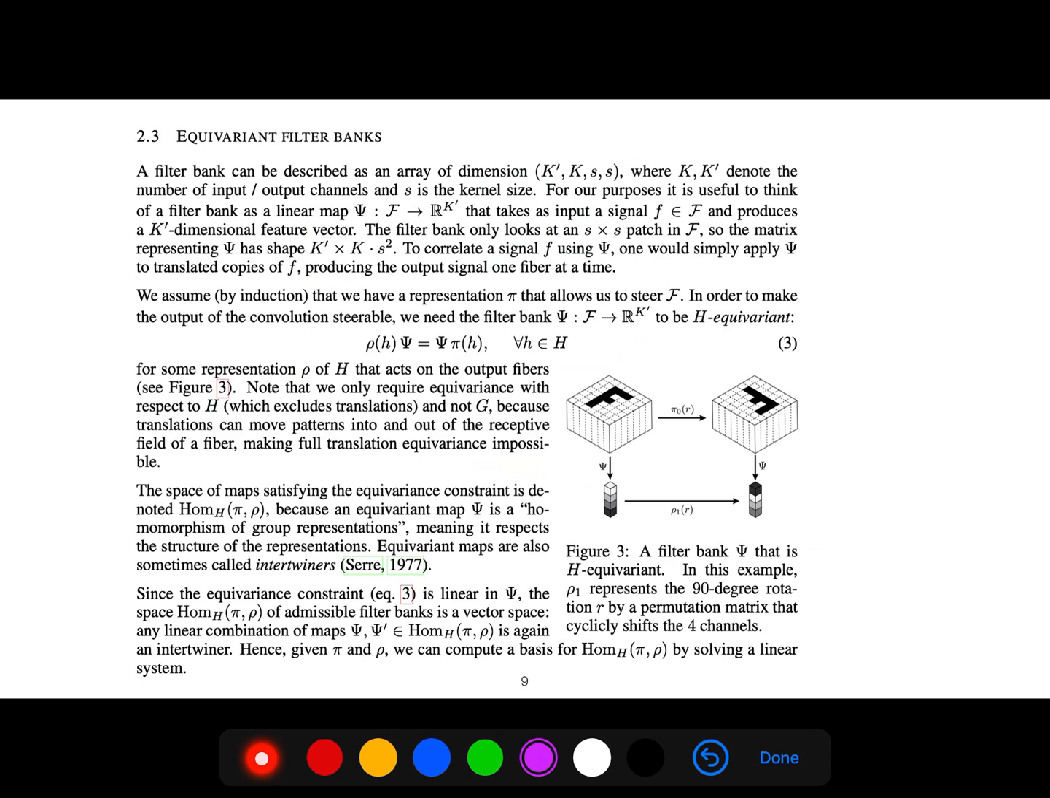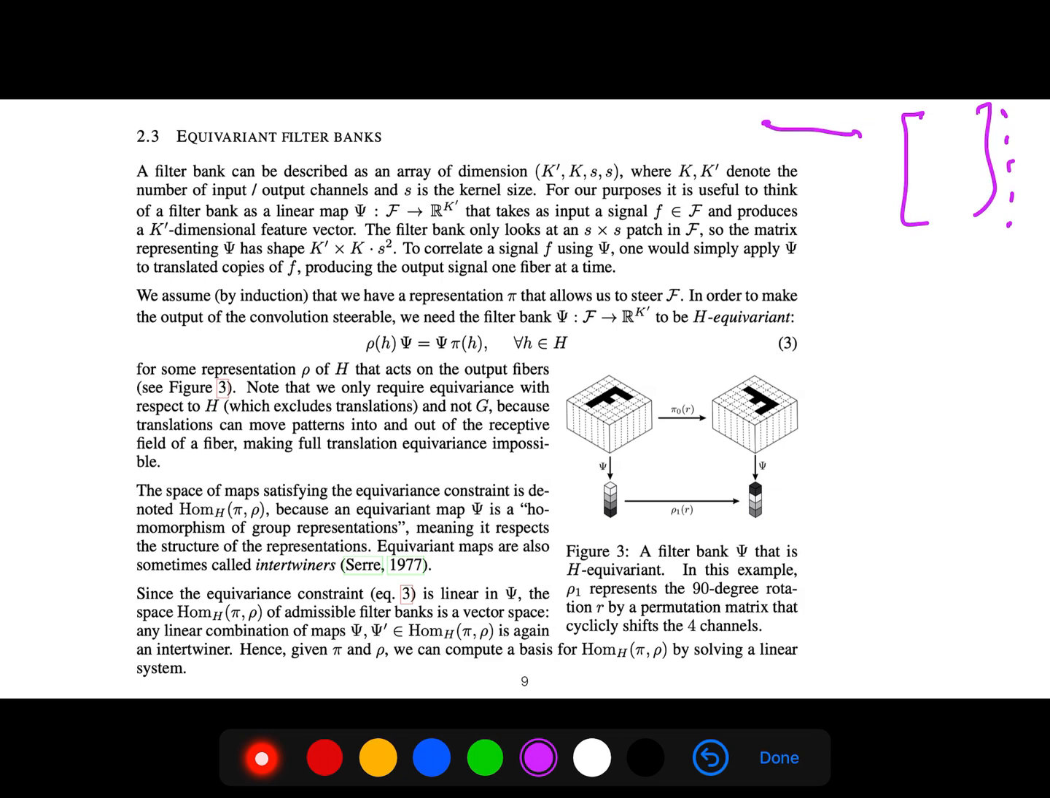A filter bank can be described as any array of dimension K' × K × S, where K and K' denote the number of input-output channels and S is the kernel size. For our purposes, it is useful to think of a filter bank as a linear map that takes as input a signal and produces a K'-dimensional feature vector. Of course, this definition is for each pixel.